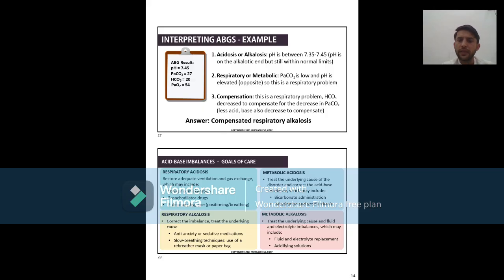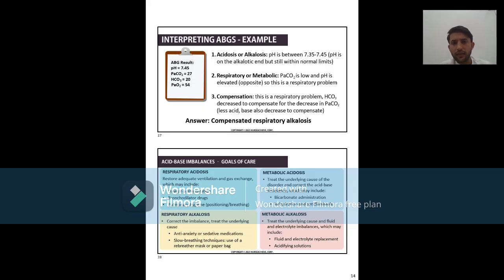If there is some anxiety, we have to provide anti-anxiety drugs, sedative drugs, slow breathing techniques, and use of a rebreather mask or paper bag to retain carbon dioxide. If we look at the metabolic pattern, in metabolic acidosis, treat the underlying cause of the disorder and correct the acid-base imbalance, which may include bicarbonate administration, rehydration, and antidiarrheal drugs.